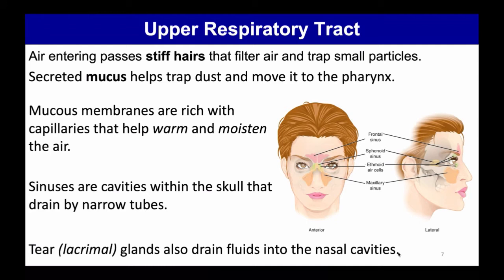We also have these crazy hollow spaces in our heads, places where the bone is hollow, called sinuses: frontal, sphenoid, the ethmoid, and maxillary sinuses that drain into the nasal cavity by fairly narrow tubes. We have, associated with our eyes, lacrimal glands or tear glands, and those drain also into the nasal cavity, which is why if you're having a cry, often your nose will run because you're adding additional moisture to your nasal cavities.